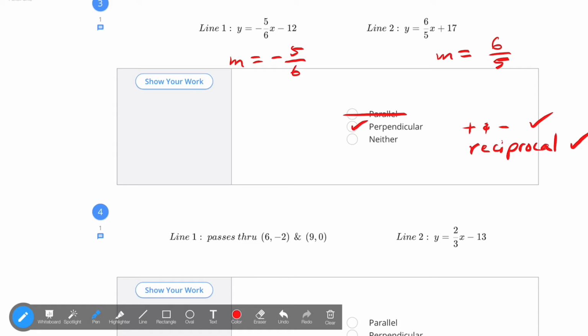Also, the way you check for perpendicular is if you multiply the two slopes together, it will give you a negative 1. If the product of the two slopes equals negative 1, then they're perpendicular.